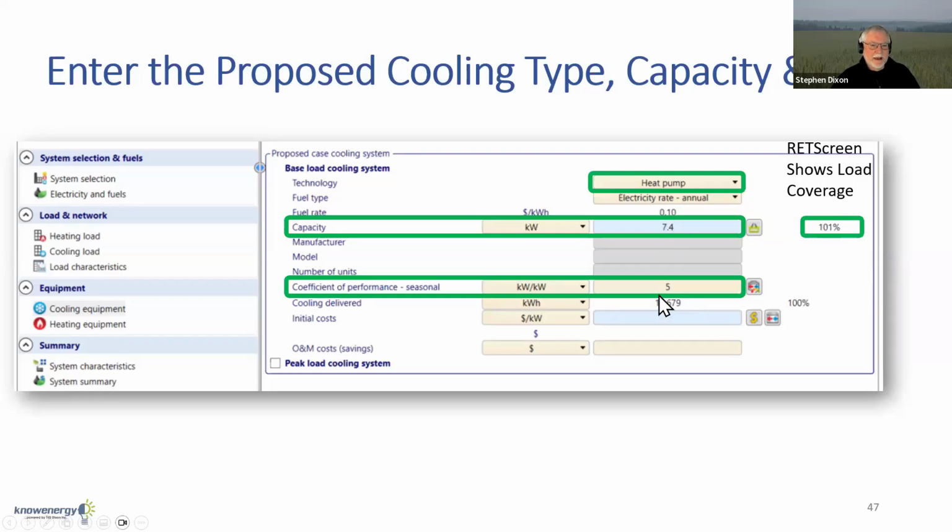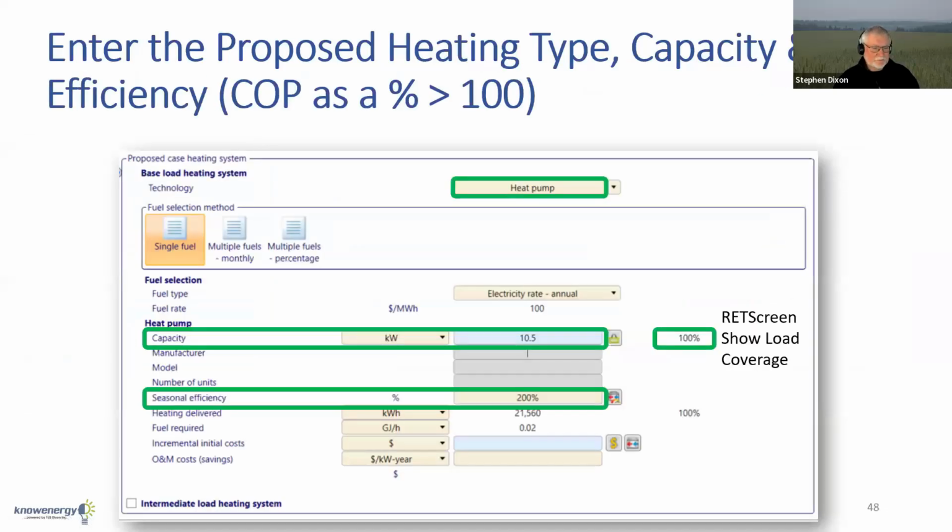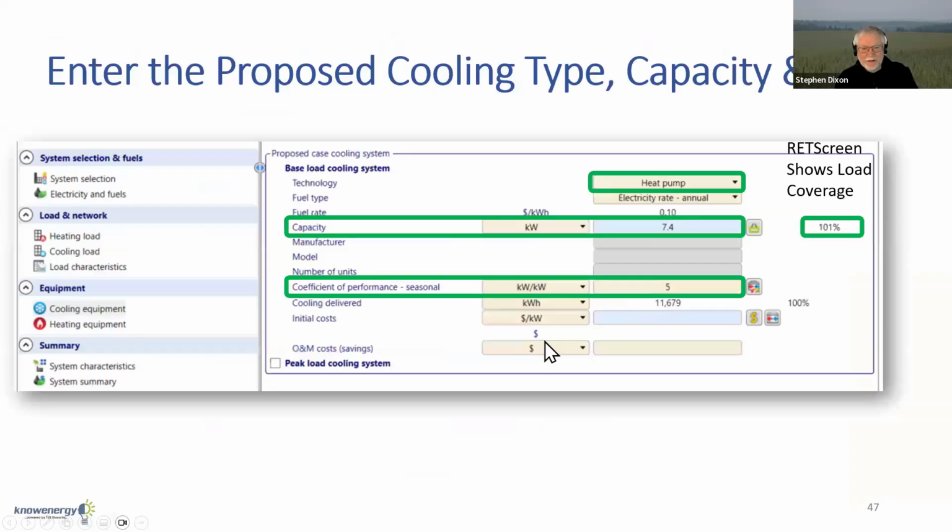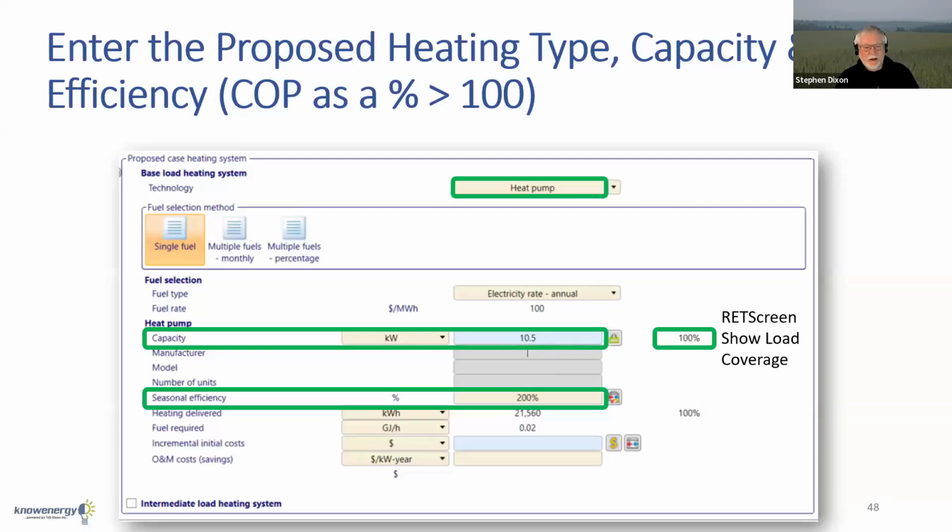100%. All right. And I'm going to enter in the COP of the proposed case cooling system being 5 in this case, and that's the same as we talked about before. So I'm now going to work down my list. I'm going to go to the heating equipment next. I'm going to select heat pump using electricity, and I'm going to put in the capacity of my heat pump, regardless of what I might actually be able to buy. At this point, I'm not worried about that; I need to cover 100% of the load. So I put 100% in at a seasonal efficiency of 200% or a seasonal COP of 2, right?